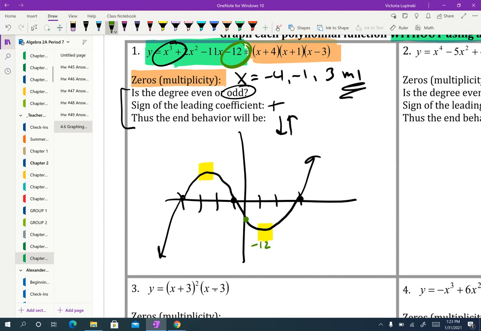Now, obviously, you're not entirely to scale here, but the fact that it's -12 certainly is reasonable in the context of the rest of the problem. So that's it. That's all we're looking for. Nice and simple. Just make sure that you have a nice, smooth, continuous curve.